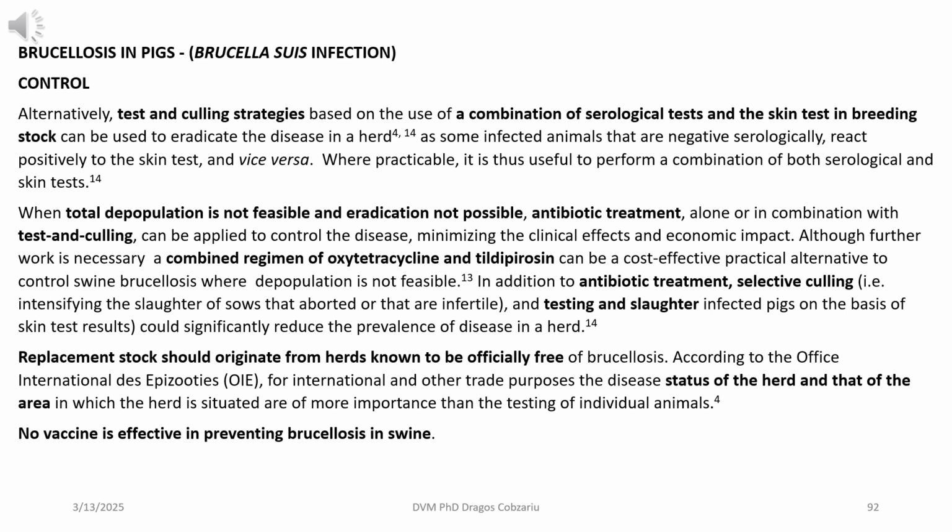Although further work is necessary, a combined regimen of oxytetracycline and tildipirosin can be a cost-effective practical alternative to control swine brucellosis where depopulation is not feasible. In addition to antibiotic treatment, selective culling, i.e., intensifying the slaughter of sows that aborted or that are infertile, and testing and slaughter of infected pigs on the basis of skin test results, could significantly reduce the prevalence of disease in a herd. Replacement stock should originate from herds known to be officially free of brucellosis.